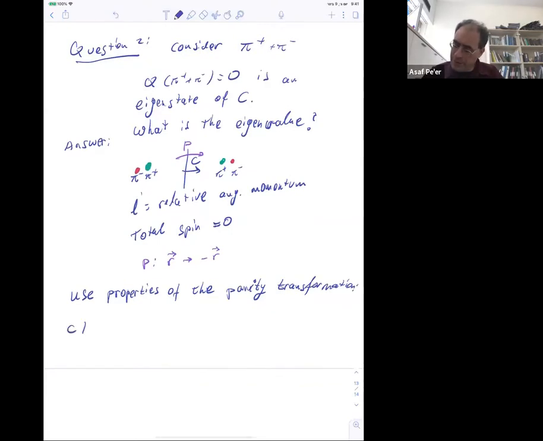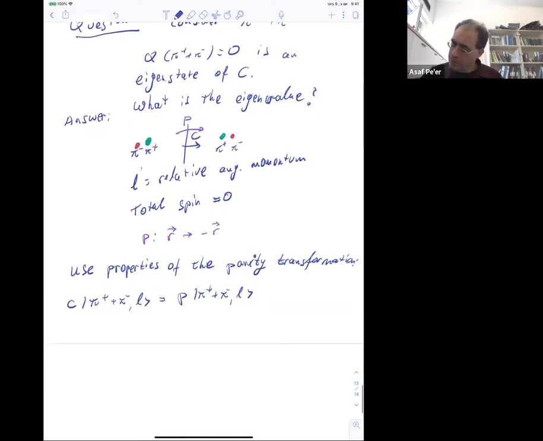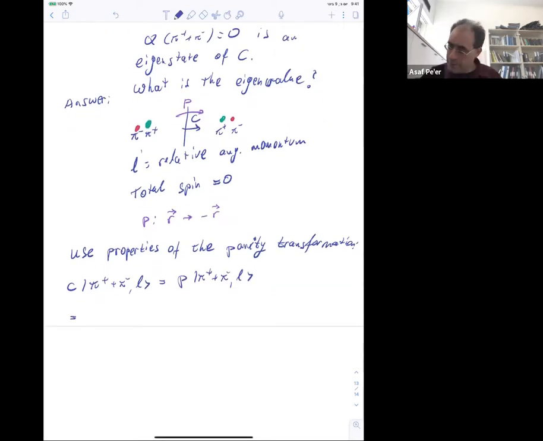So C acting on pi plus pi minus with some orbital angular momentum L is the same as the parity acting on pi plus pi minus with orbital angular momentum L. So this is just eta pion squared times minus 1 to the power L times the state pi plus pi minus L, where eta pion squared is just 1. So this is just minus 1 to the power L times the state. L is the relative angular momentum between the pions.